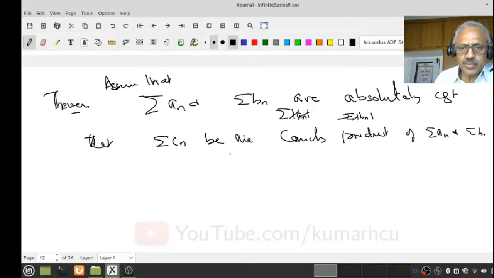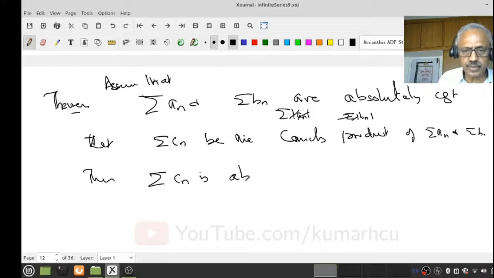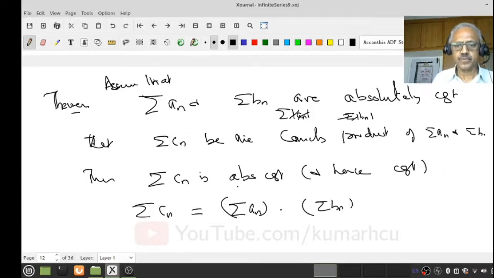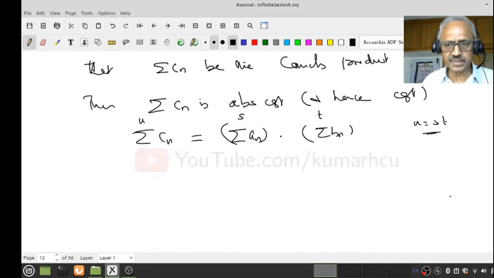But what are we talking about? We are talking about the Cauchy product of summation an and summation bn, not summation mod an and summation mod bn. Then summation cn is absolutely convergent and hence convergent. Therefore, the sum makes sense. This sum is nothing other than the product of these two series. If you call this series sum S and this series T, and the Cauchy product converges, call its sum U, then U equals ST. This is the theorem. Is the theorem clear? The statement at least?